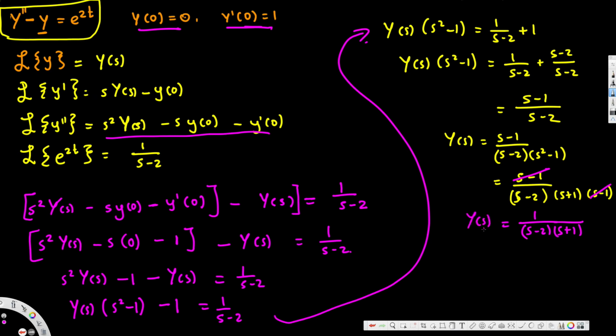This is Y of s, but our purpose is to find out the y of t. So first, to solve this one, we have to do the partial fraction decomposition, because we have to find the Laplace inverse. We cannot find that one in this way. So we have to do the partial fraction decomposition to find out the values. Let's go ahead and do that. So, partial fraction.